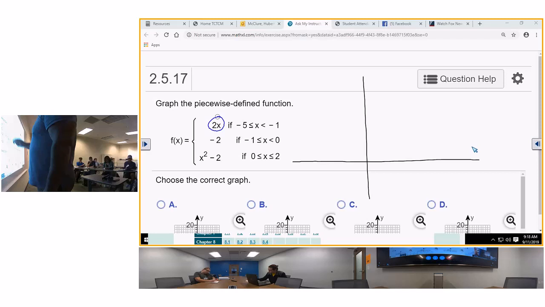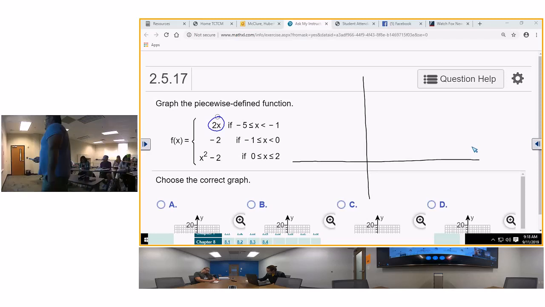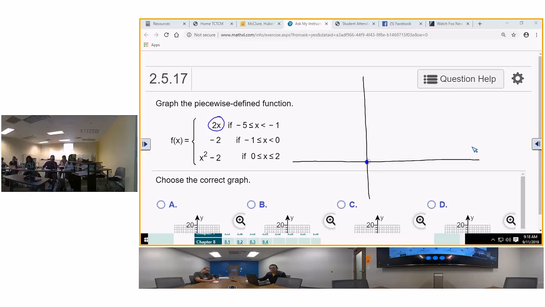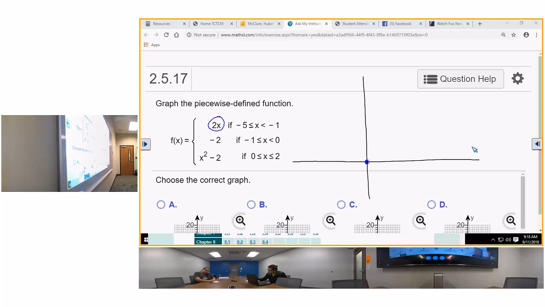All right? F of x is equal to 2x plus 0. So it crosses the y-axis at what? 0. If you get that wrong, don't tell anybody. And then the slope is 2 over 1. So 2, 1, 2, 1, 2, 1. So our line looks like that.